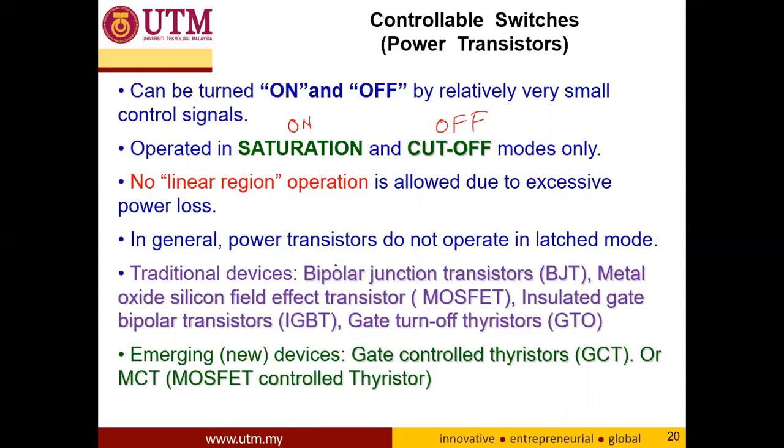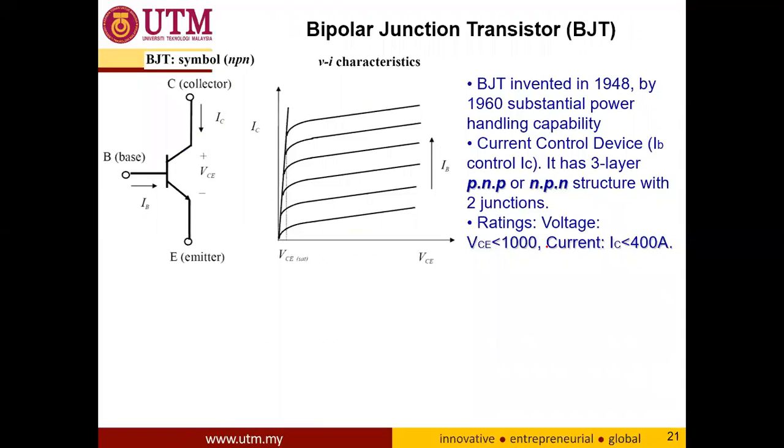And the traditional devices are the BJT, bipolar junction transistor, the MOSFET, which is the metal oxide silicon field effect transistor, and the IGBT, insulated gate bipolar transistor. And this is the first transistor that we want to discuss. It is a very common transistor, called the BJT, and it was invented in 1948. Collector, emitter, and base. And this device is a current control device.